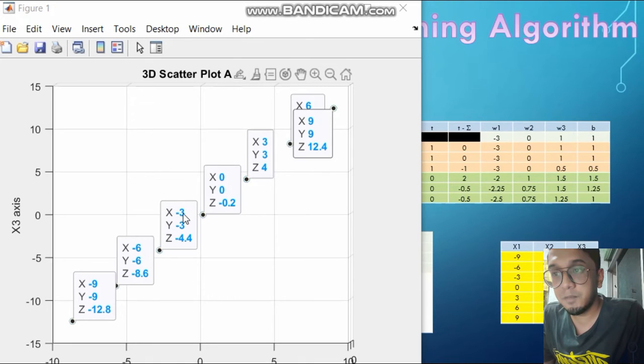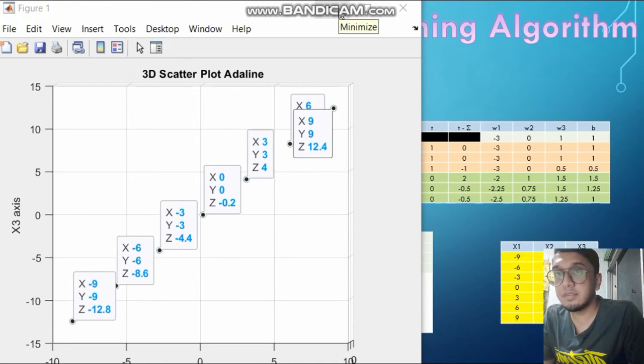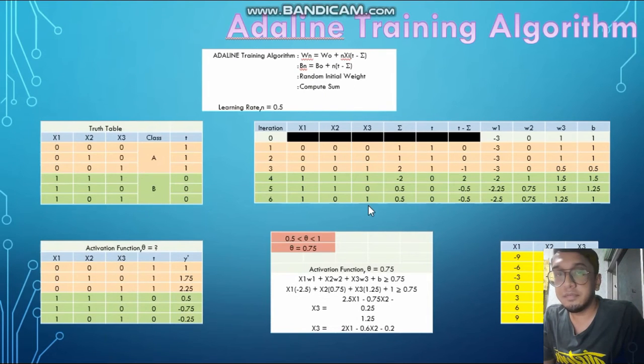x1 is negative 3, x2 is negative 3, and then negative 4.4, and 0. You can see the answer is the same. So okay, after we calculate, we get the final value for the activation function, which is 0.75.